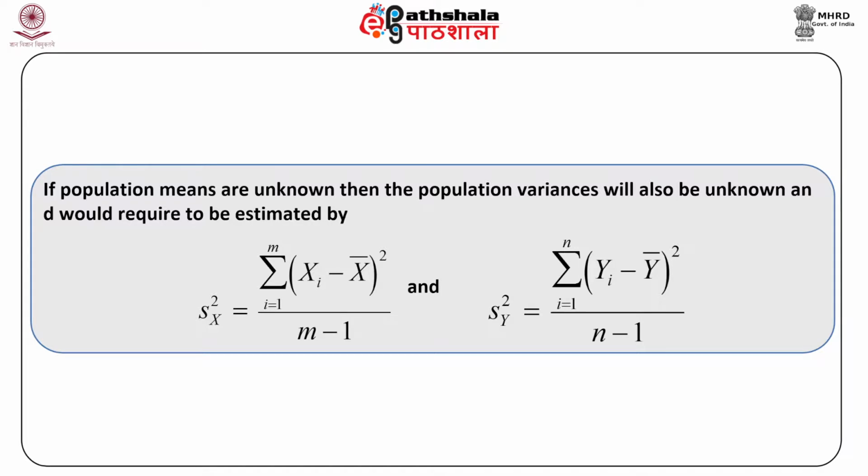It is reasonable to assume that if population means are unknown, then the population variances will also be unknown and would require to be estimated, let's say, by Sx square and Sy square, where Sx square is written as sigma (xi minus x bar) square upon m minus 1, and this summation is from 1 to m. Similarly, we define Sy square as sigma (yi minus y bar) square, where i is from 1 to n, divided by n minus 1. Let me repeat, the size of the sample for x is m and the size of the sample for y is n.